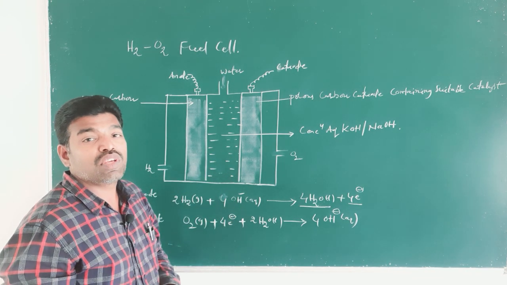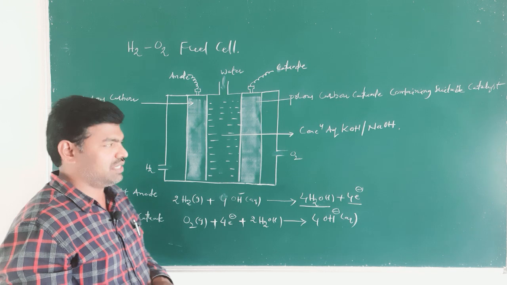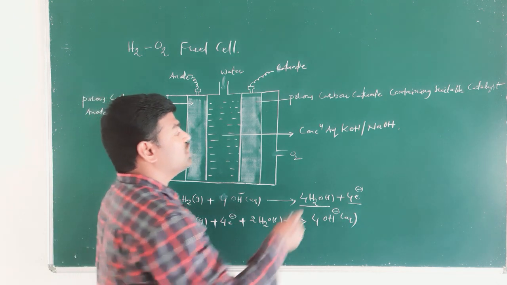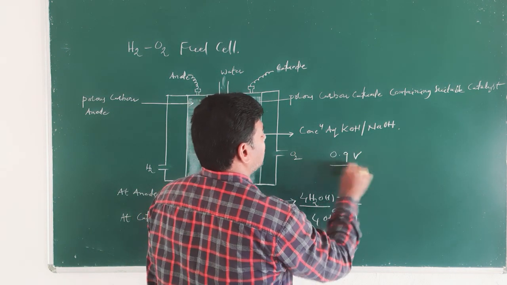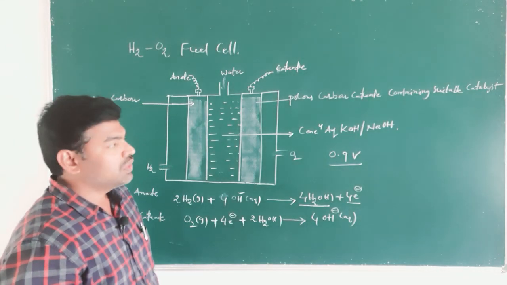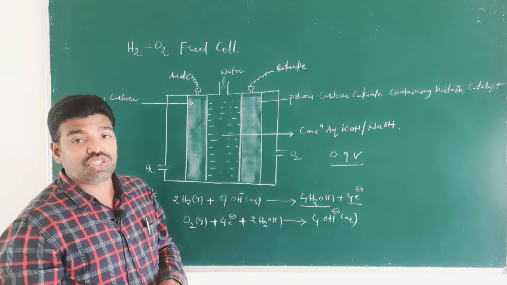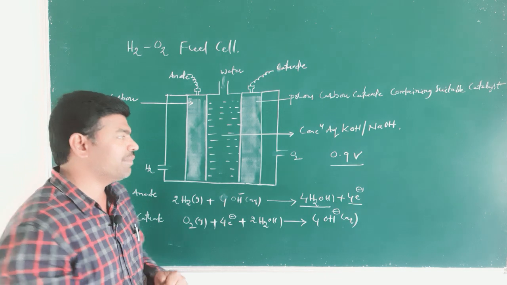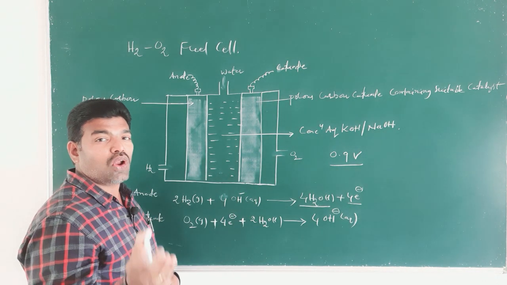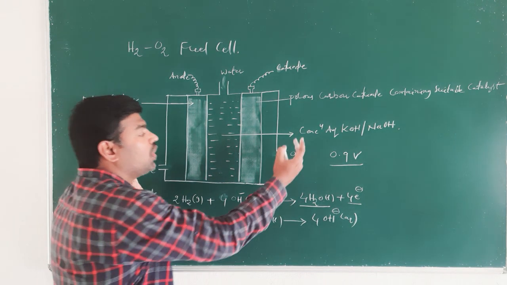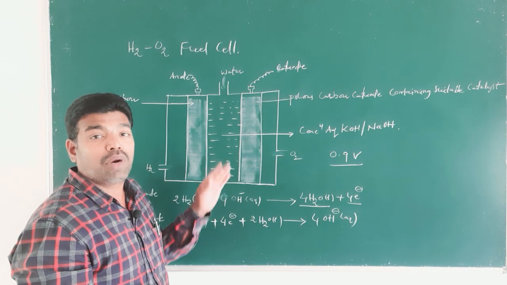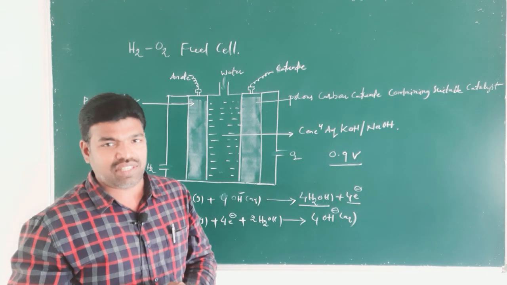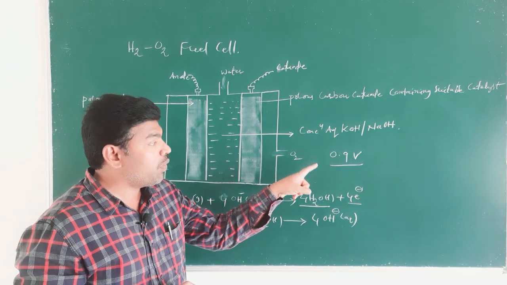continues to produce 0.9 volts. The cell continuously produces 0.9 volts, so the EMF of the cell is 0.9 volts. Keep this point in your mind: as long as hydrogen and oxygen are allowed to bubble into the KOH or NaOH solution, this fuel cell produces a potential of 0.9 volts.